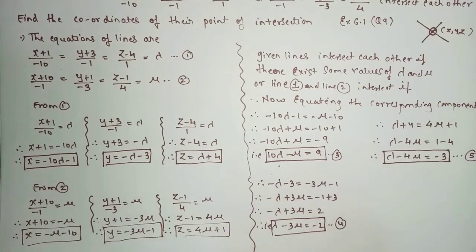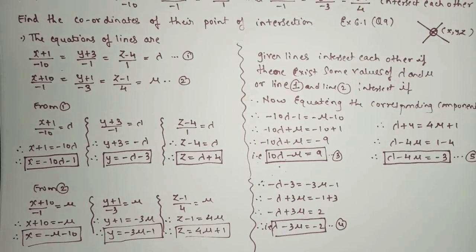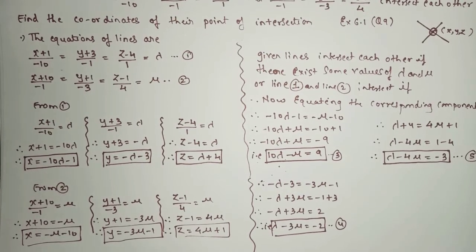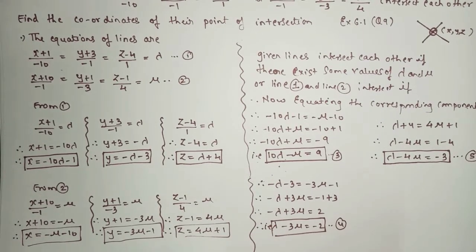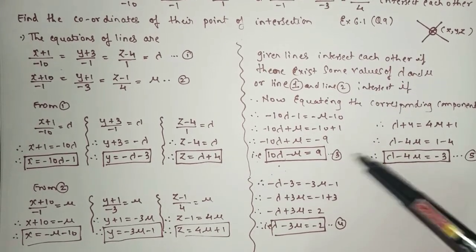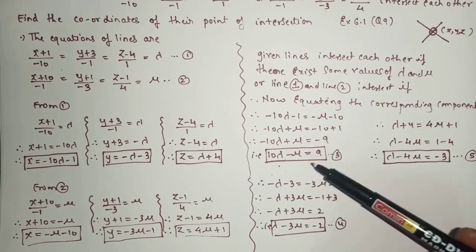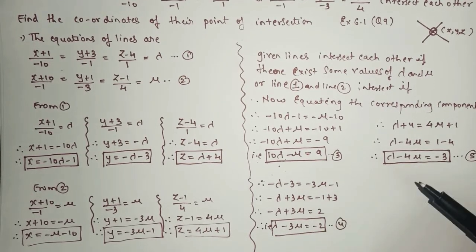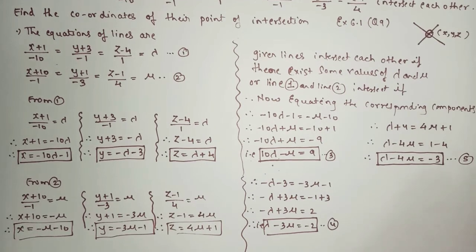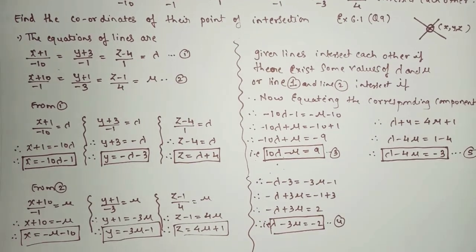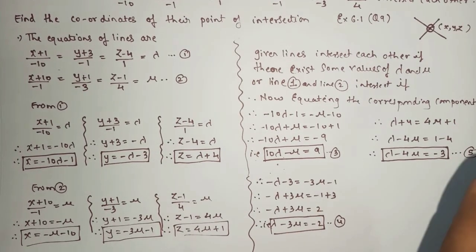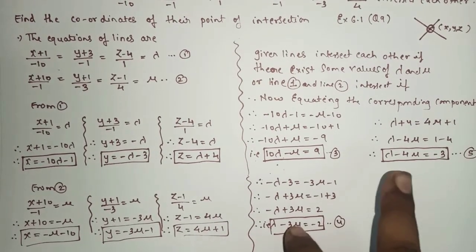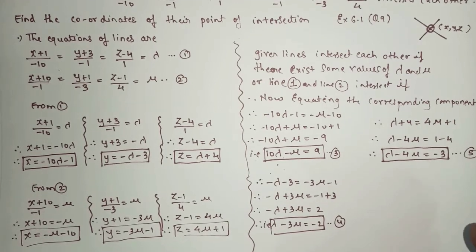Okay, so now here we have three linear equations. You have to solve any two linear equations to get the values of mu and lambda. It is up to you if you want to solve the third and fourth to get lambda and mu, or else you can solve the fourth and fifth also. Out of these three, take any two equations to get the values of lambda and mu. So here we'll take the fourth and fifth equations.